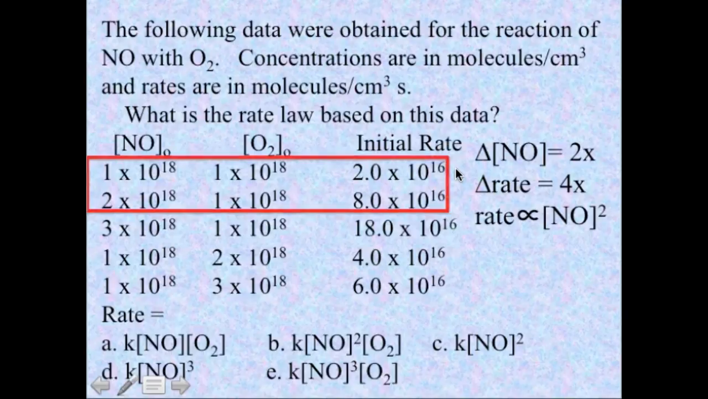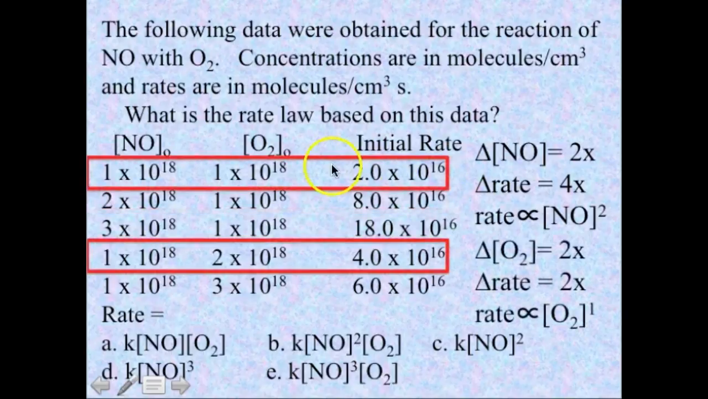Now let's try the oxygen here. In trials 1 and 4, the nitric oxide is held constant, the oxygen doubles, and the rate doubles. So here we can see that the change in the rate is the same as the change in the concentration. Therefore, it's first order with respect to oxygen. Rate is proportional to oxygen to the first power. So, knowing this and knowing this, I would choose answer B for the rate law for this equation.